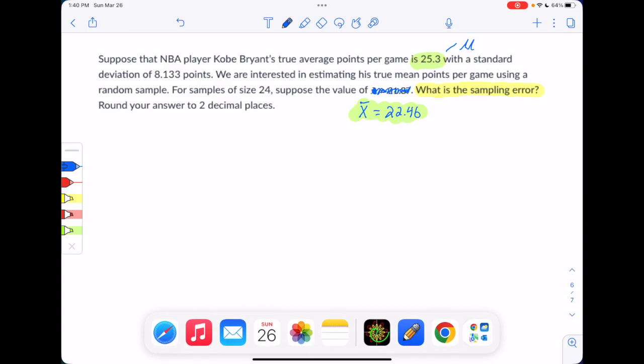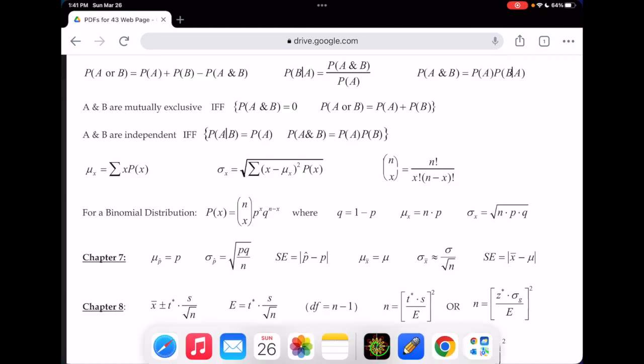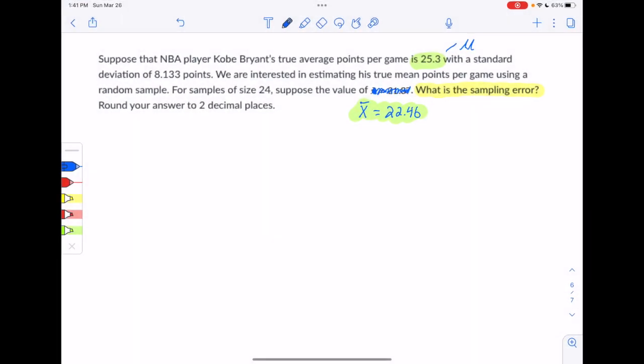Well, let's take a quick look at the formula sheet. If you look at the chapter 7 line, and you go all the way across to the right, you see sampling error equals the absolute value of x bar minus mu. So that's what we're going to use right here. The chapter 7 line all the way to the right, SE equals the absolute value of x bar minus mu. So let's go back and write that down.